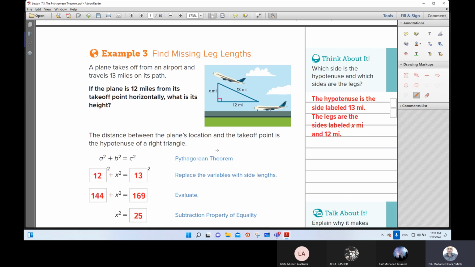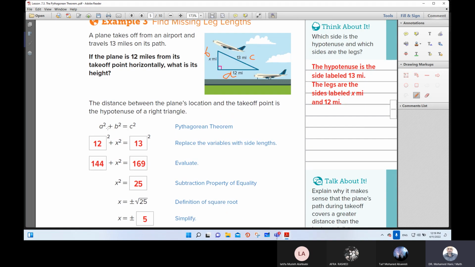In this example, as you see, we have a right triangle. We know A and we know C, but B is the missing value. We want to find the value of B. We can use the Pythagorean theorem. So we can write A squared plus B squared equals C squared. The value of A squared will be 12 squared, plus the value of B squared will be x, the missing value, so x squared. The value of C will be 13, so 13 squared.